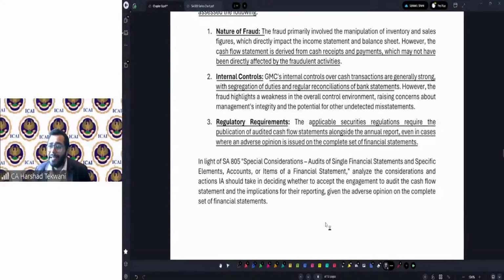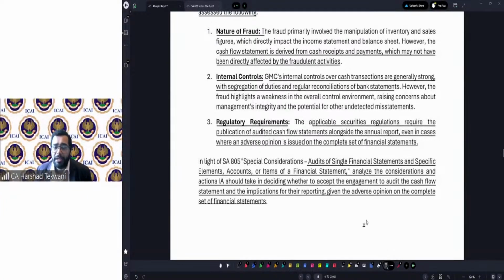Now, you as an auditor doing an audit of a cash flow statement, that is an audit of a single financial statement, analyze the situation and tell me what reporting you will do in this scenario, given that the reporting done for the complete set of financial statements is an adverse opinion. How is this adverse opinion going to impact your report on this single financial statement? I have an adverse opinion on the complete set. How will that impact your audit opinion on the single statement?